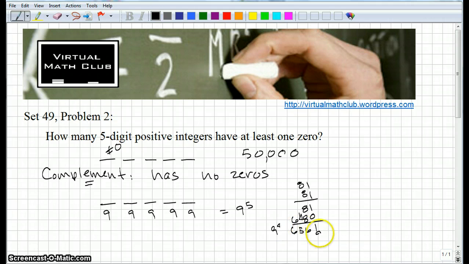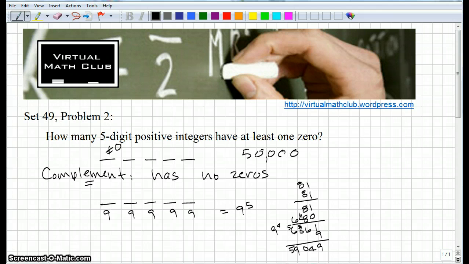So we have to multiply it by one more 9. 9 times 1 is 9, 9 times 6 is 54, 9 times 5 is 45, plus 5 makes 50, 9 times 6 is 54, plus 5 is 59. So this is the number of ways to have no zeros, 59,049, okay?